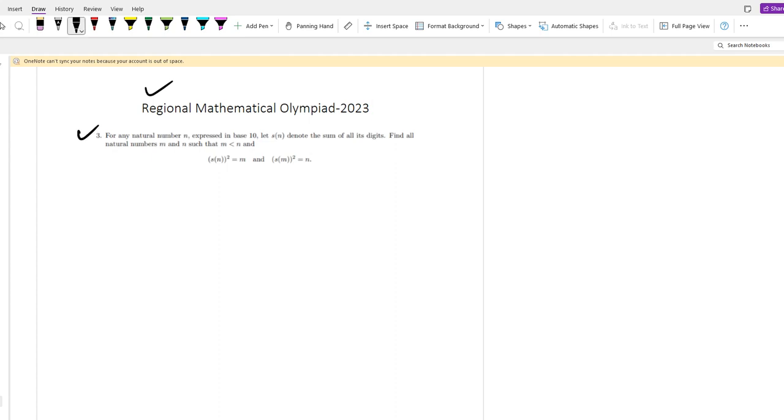Natural number n expressed in base 10, Sn denotes the sum of all digits. Find the natural numbers m and n such that m less than n, Sn equal to m square and Sm equal to n square. ठीक है. So m less than n, so m का वैल्यू क्या होगा?